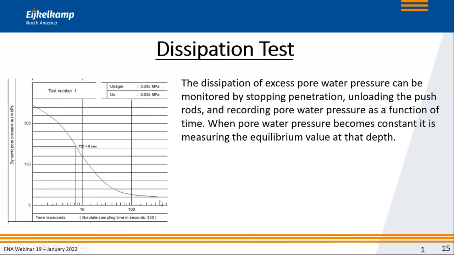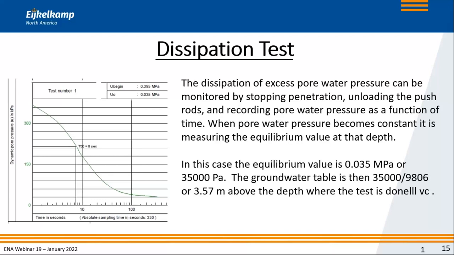And lo and behold, in this case after not all that long, about 5 minutes or so, we see that the pressure starts to stabilize and you end up with a 0.035 megapascal pressure. That's where it stabilizes, and then you know for sure that that is the hydrostatic pressure. So that's one way of going about it. What you see here is the 0.035 megapascal, which equates to 35,000 pascal. And then you can calculate that the groundwater table is about 3.57 meters above the depth where the test is done.